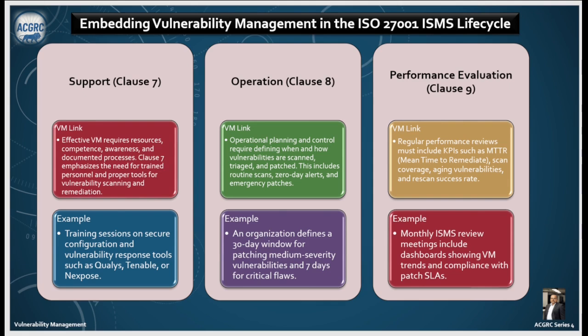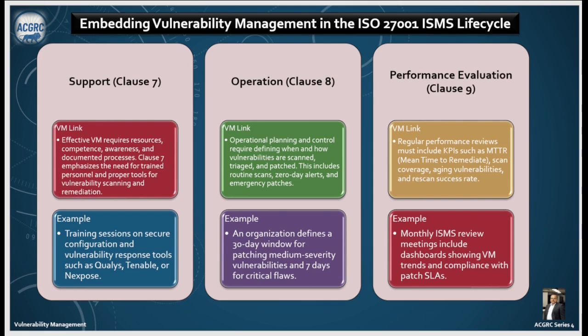Here's what that looks like. First, you track metrics like the number of open vulnerabilities, time to remediate, and percentage of critical issues resolved in time. Second, conduct internal audits of your VM process to verify patch cycles are being followed, ensure scan results are documented, and identify missed steps or accountability gaps. Third, present reports to leadership that show trends in vulnerability exposure, progress against goals, and areas needing investment or change.